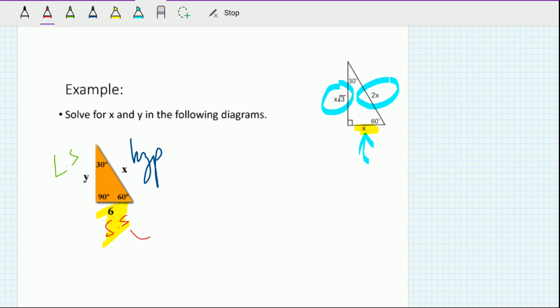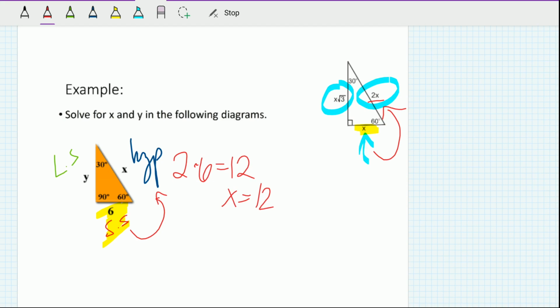So let's see, the relationship between short side and hypotenuse, you're just going to double it, right? You get x, and then you end up with 2x, so you're going to double it. So it'll be 2 times 6, which is equal to 12. So that means x is equal to 12.